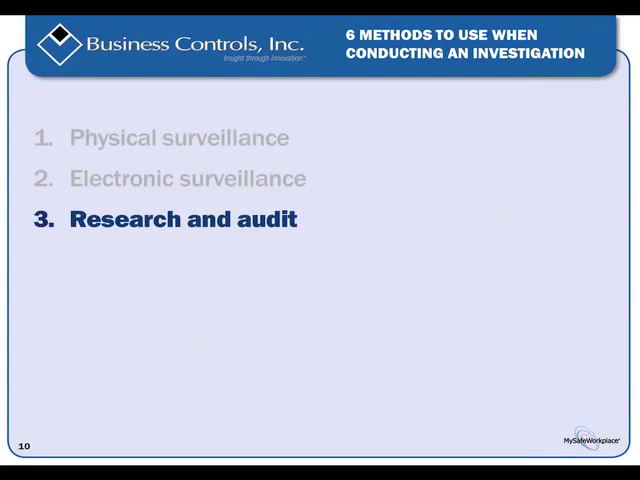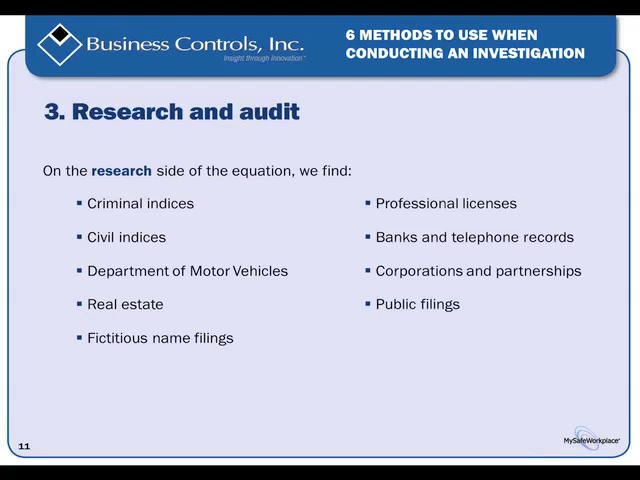All right, the third method that we have is research and audit. So research and audit involves the collection and examination of information from both the public and private sources. Most investigators tend to use the words research and audit interchangeably, but that is not accurate. Research is going to refer to the public sources, whereas audit's going to refer to the internal organization access or more private sources.